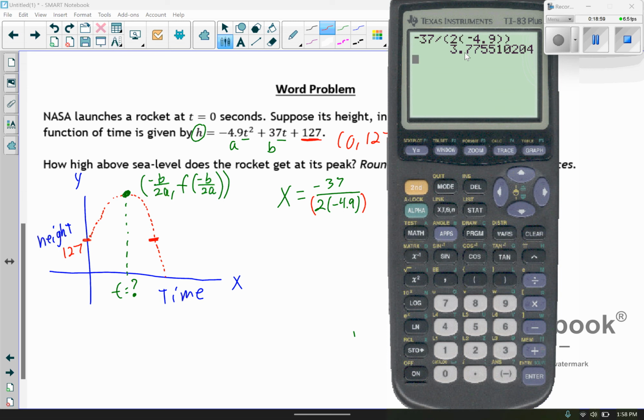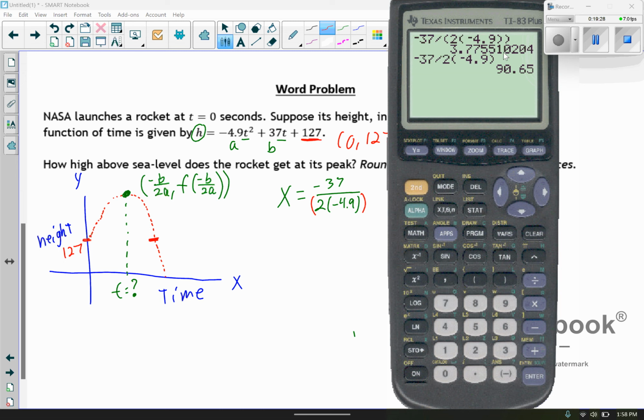It should be 3.78 seconds, basically. Now watch this. Enter. And what if I remove that extra parentheses? What happens is it only divides by 2, and then it multiplies by the negative 4.9. So you're going to see I get a much larger answer, 90.65. That's not correct. We want to use the top one there.